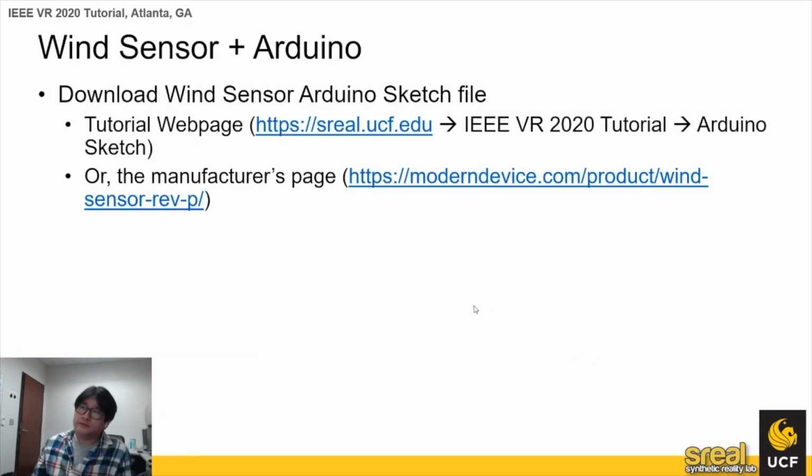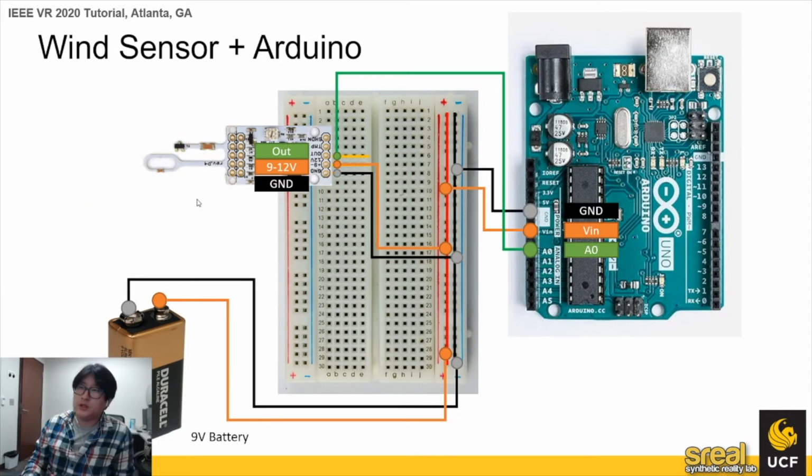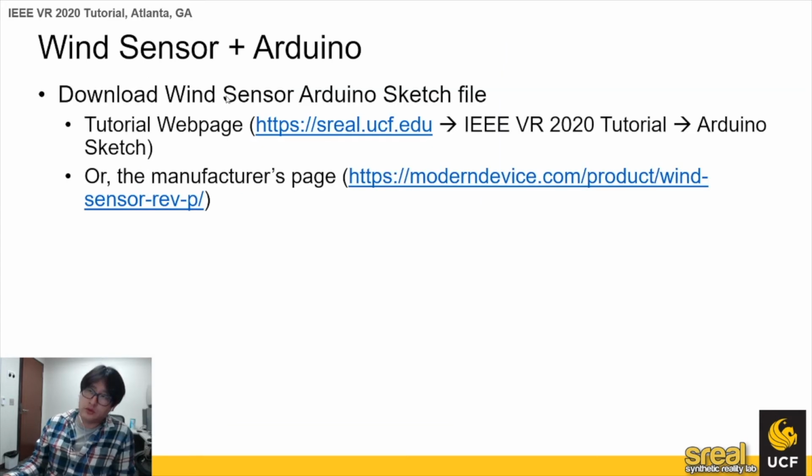And now it's time to download the wind sensor Arduino sketch file. Normally, these kinds of sensor manufacturers have these Arduino sketch files, which is the code. So once you're done with this, you can download the wind sensor Arduino sketch file, which is the code file that the Arduino IDE can use. And you can download it from our tutorial webpage. And the file name is Arduino sketch part, or you can actually directly download it from the manufacturer's page.